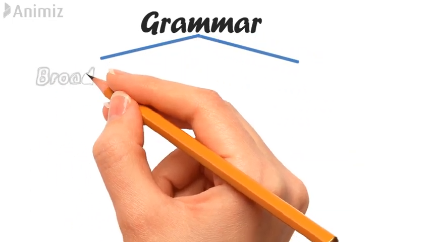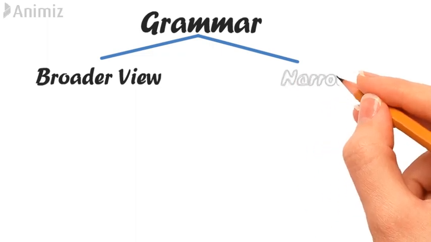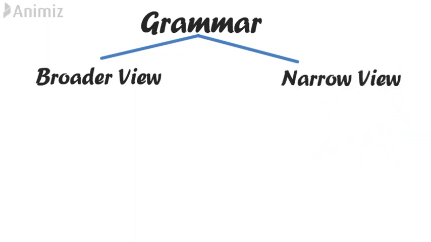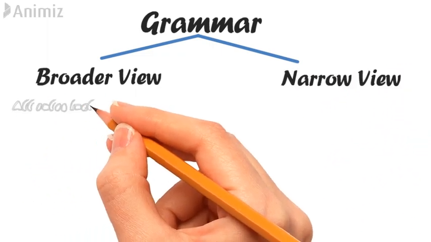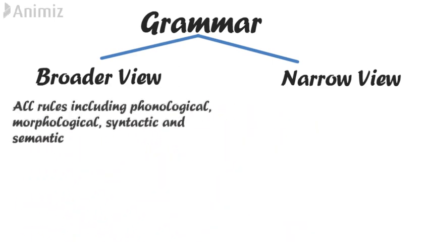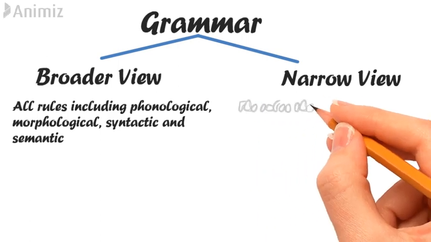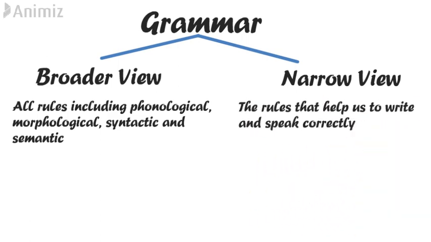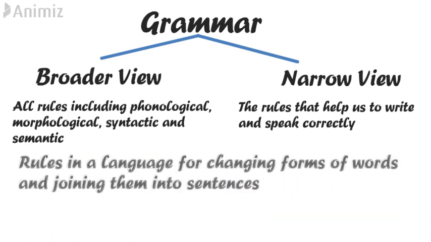Grammar can be defined from two views. One is the broader view and the other is the narrow view. By the broader view, grammar is actually all the rules that include phonological, morphological, syntactic and semantic rules. While in the narrow view, we say that grammar is the rules that help us to write and speak correctly.